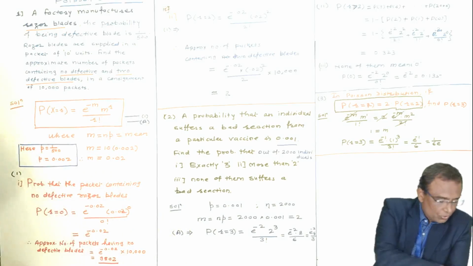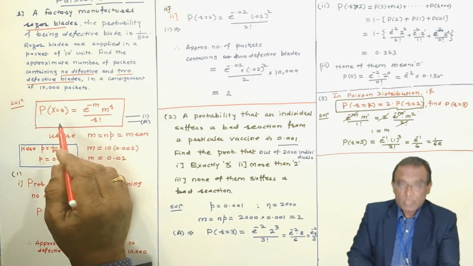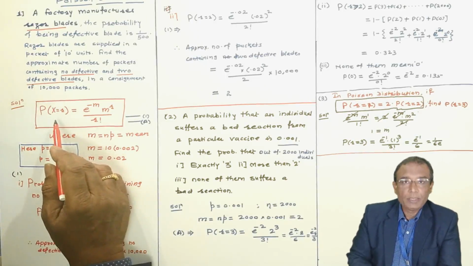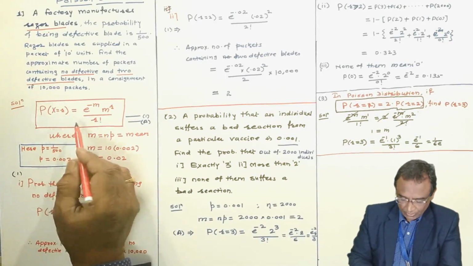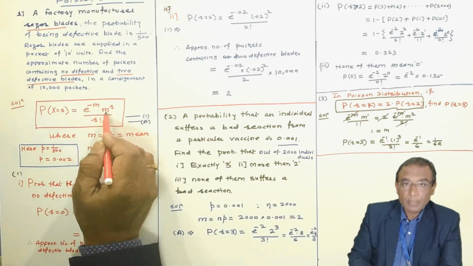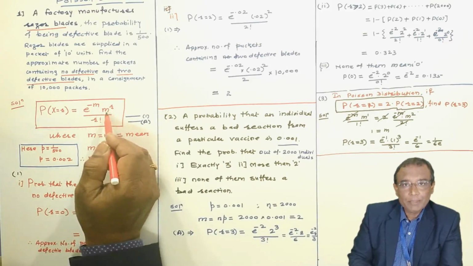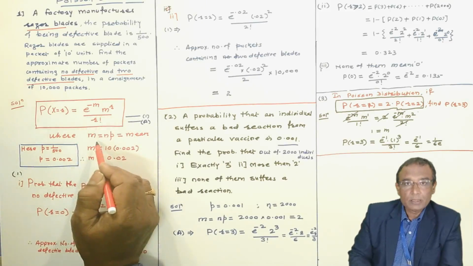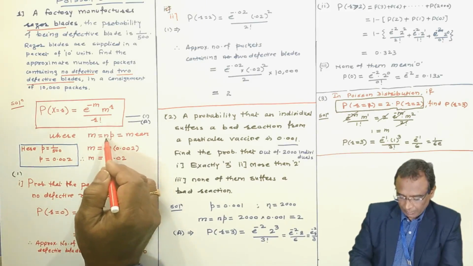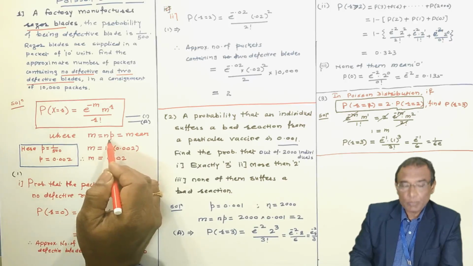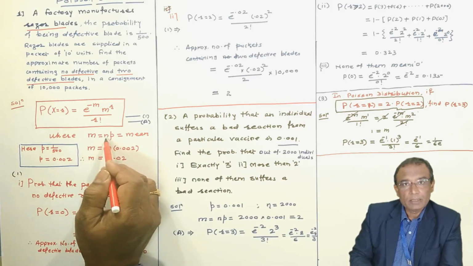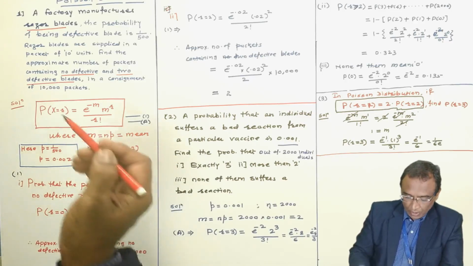So what is the Poisson distribution formula first? P of x equals r, where r is a random variable, is equal to e to the power minus m, m to the power r, by factorial r. And m is the mean, and the mean is n into p. Small p is the probability of success of each event and n is the number of trials.